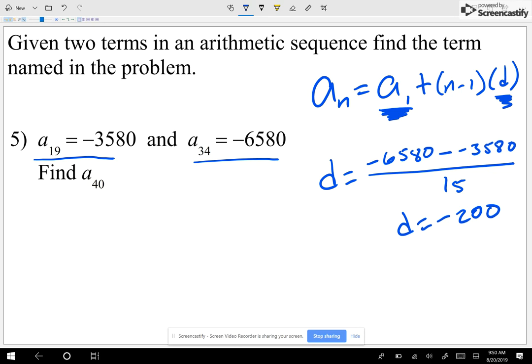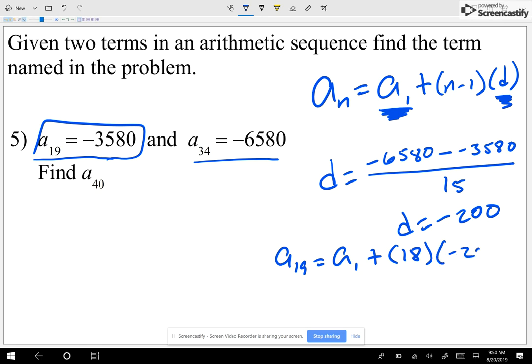So I'm going to use any of our numbers given. I'm going to use a's of 19. I know a's of 19 is the first term, so I'm going to call it a's of 1, plus 18, n minus 1, I'm doing an a of 19, times negative 200. As a matter of fact, a's of 19, I can even change that number for negative 3,580, because I know that's the 19th number. So I have the 19th number is equal to the first number, which I don't know what it is, I'm calling it a's of 1, plus 18 times negative 200.